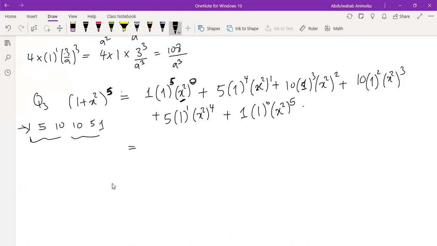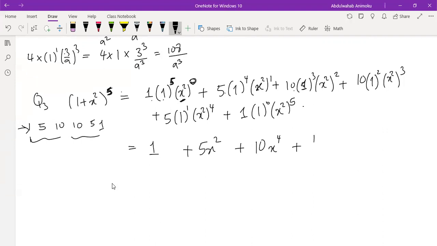So the first one would be evaluation of 1 times 1 raised to the power 5, x squared raised to the power 0 is just 1. So you can figure this thing out now. 5 times 1 raised to the power 4, which is 5 times x squared, that will be 5x squared. So the next one we have 10 times 1 raised to the power 3, which is 1. x squared is going to be x raised to the power 4. So the next one will be 10x raised to the power 4.